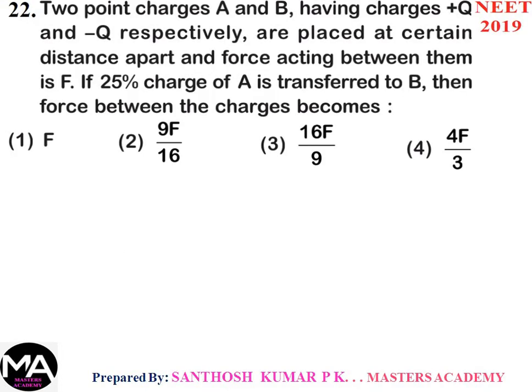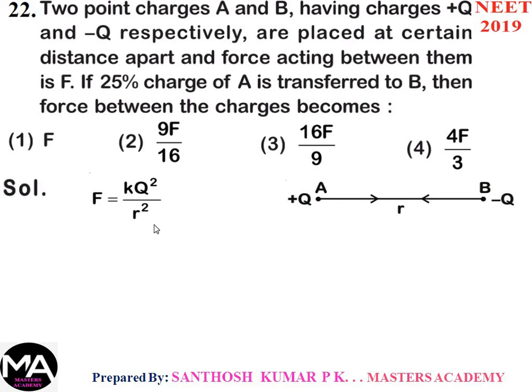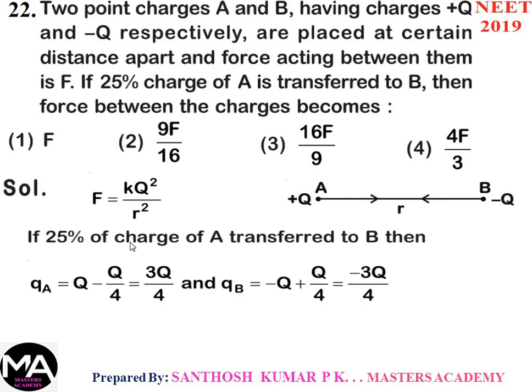Next problem, two point charges A and B having charges plus q and minus q respectively are placed at a certain distance apart and the force acting between them is F. If 25% charge of A is transferred to B, then the force between the charges becomes? It is from NEET 2019. So let us consider the two points A and B. The force equation is given by K into Q square by R square, that is Q into Q by R square, because initially you are having plus Q and minus Q. Now 25% of the charge of A is transferred to B, then what happens?